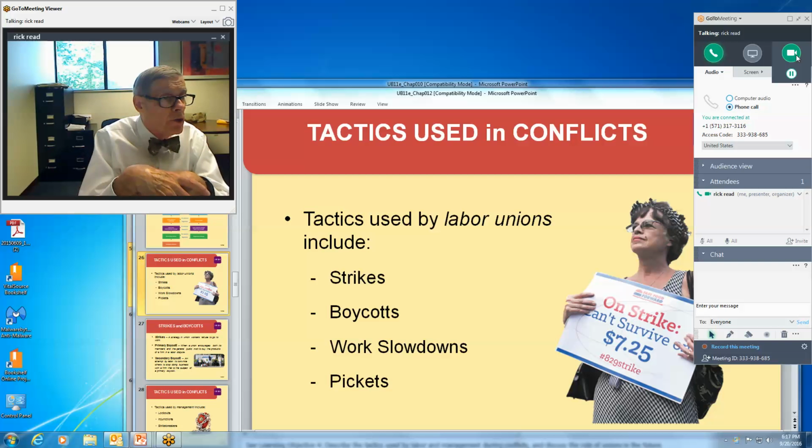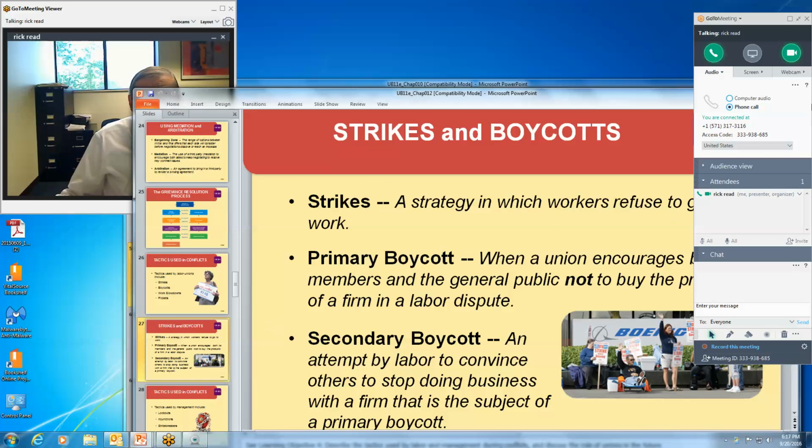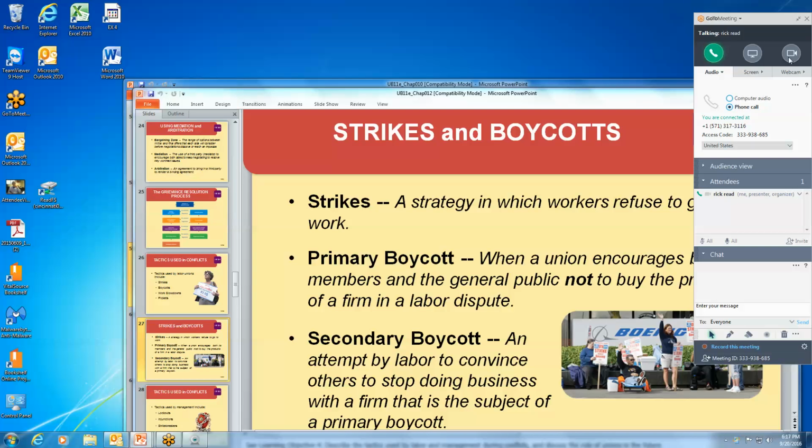Sometimes that's known as work to the rule. Whatever the rule is, that's how far a person is going to work, and he or she will not work any further. And then, of course, we have the pickets, which are associated with the strikes. This is what the strikes attempt to do: the strikers don't go to work.